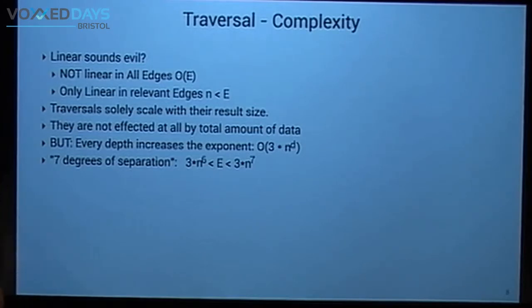And that means if I do a depth 7 search in a natural network, I will take a look at all the vertices that I've stored, and that will be super expensive. It would be better to do a different query in that case.